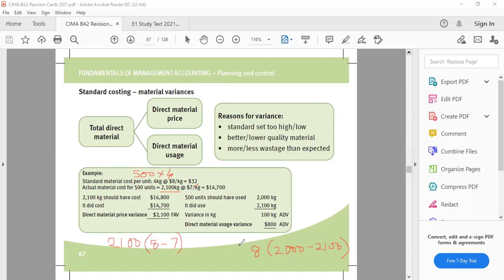We don't write negative signs, but we just mention whether it is favorable or unfavorable. Since the quantity decided is 2000, but they consumed more than what was decided, 2,100, that 100 is additional consumption. So that results in an unfavorable or adverse variance. They are supposed to consume only 2000, but they ended up consuming 2,100. So that is the material usage variance. I hope it is clear.